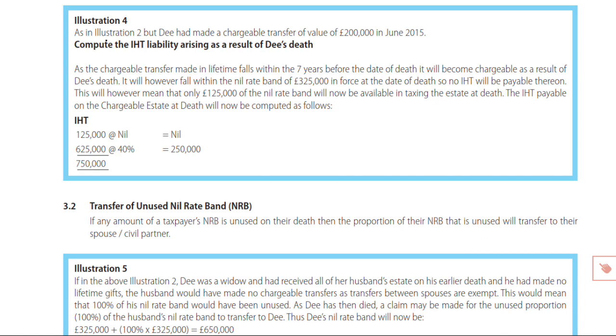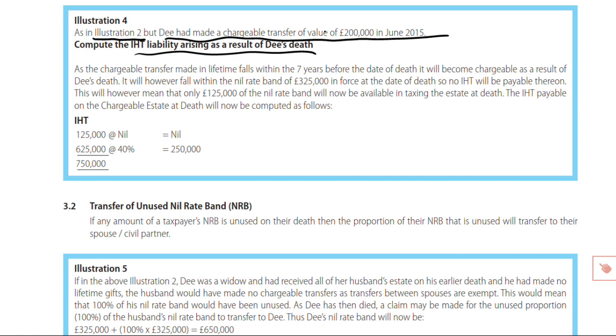Now, illustration 4, as in the one we've just done, illustration 2, but D had made a chargeable transfer of value of £200,000 in June 15. In our first example, she'd made no lifetime gifts. Now, a chargeable transfer of value of £200,000 in June 15. Compute the liability arising as a result of D's death. Because there is now a lifetime transfer, there are two computations that would be required.